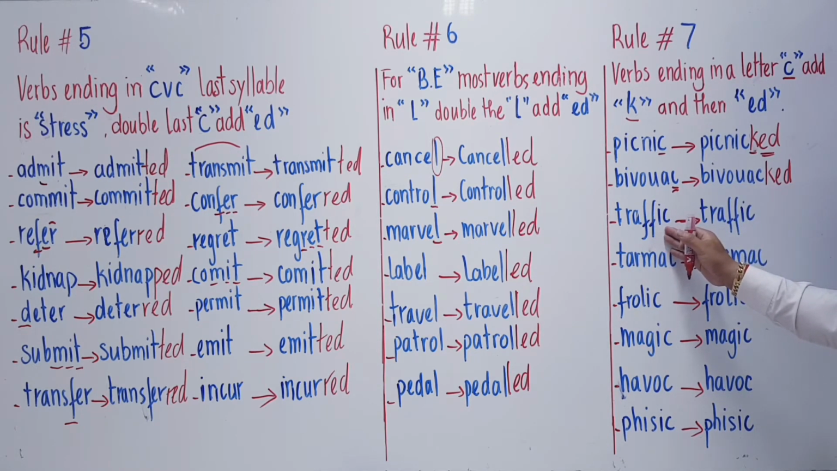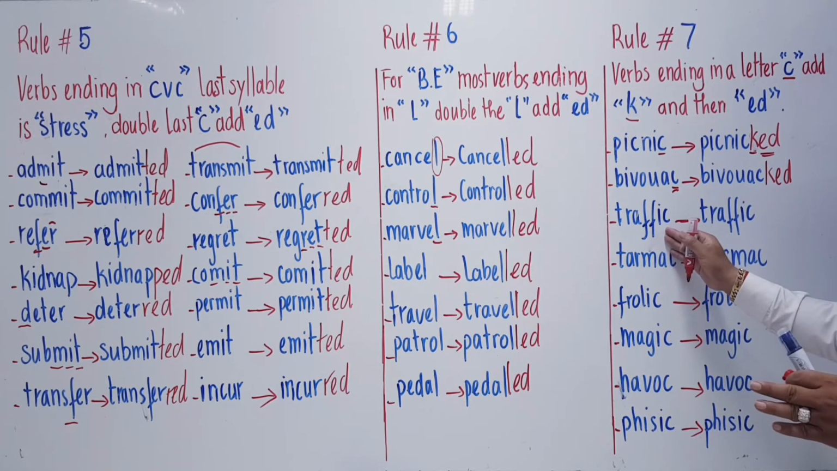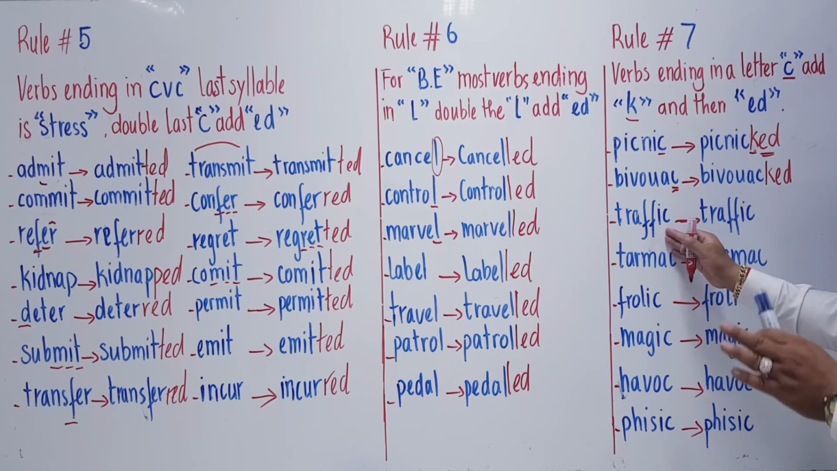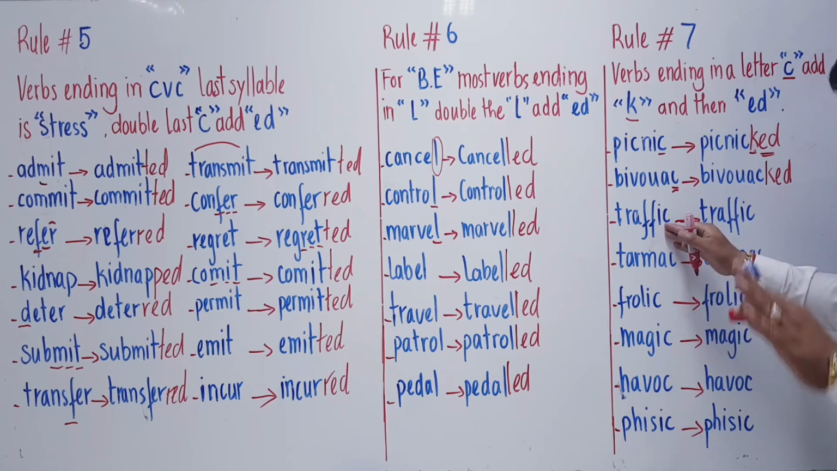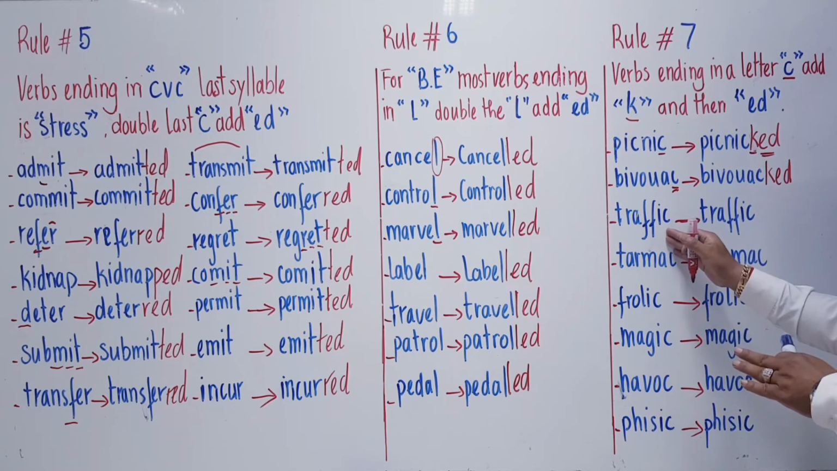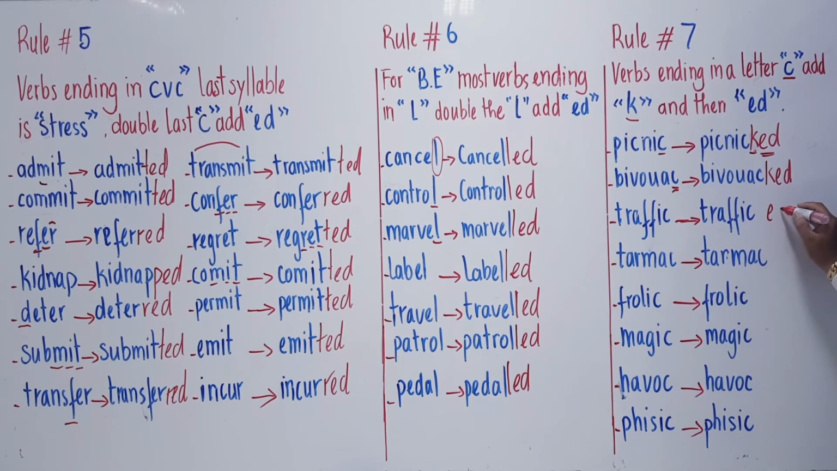Like the third example, traffic. Mostly, you know the word traffic as a noun. Example, the traffic is good today, the traffic is so serious today, we got a traffic jam today, or something like that. But traffic here is used as a verb. So, traffic is the present simple, and then when we go to past participle, we have to use ED. But before we use ED, you have to remember rule number 7. So we add one more K. Understand? Trafficked.